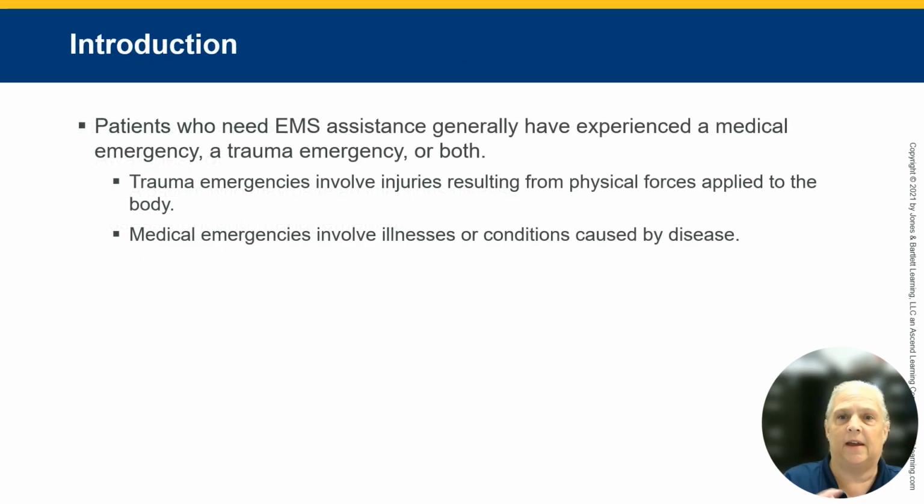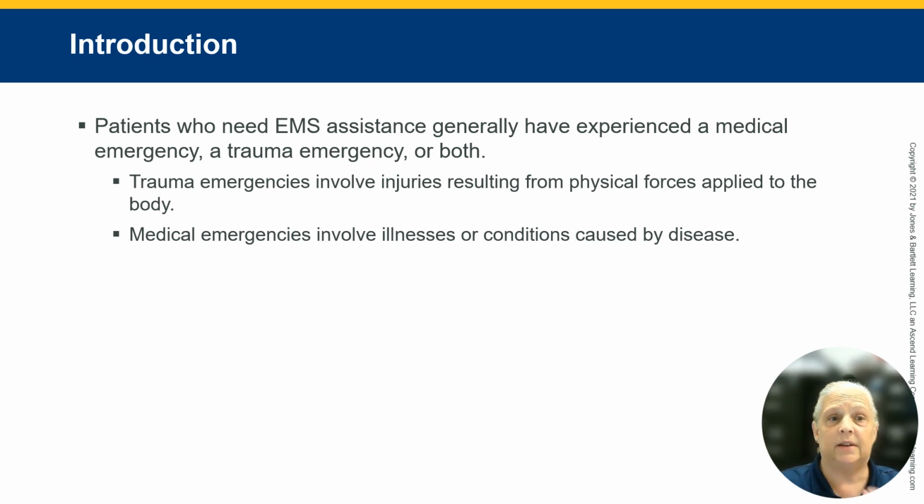In EMS, we have our patients who are calling us. A lot of times they're having a medical emergency. They may be having a traumatic emergency. Sometimes it could be both. Motor vehicle accident, the patient has a heart attack. Which one caused which? Did the heart attack cause the motor vehicle accident, or is it a result of the motor vehicle accident? So we need to try and figure out what's going on with our patient, not necessarily what order it occurred in, but what is going on with it.